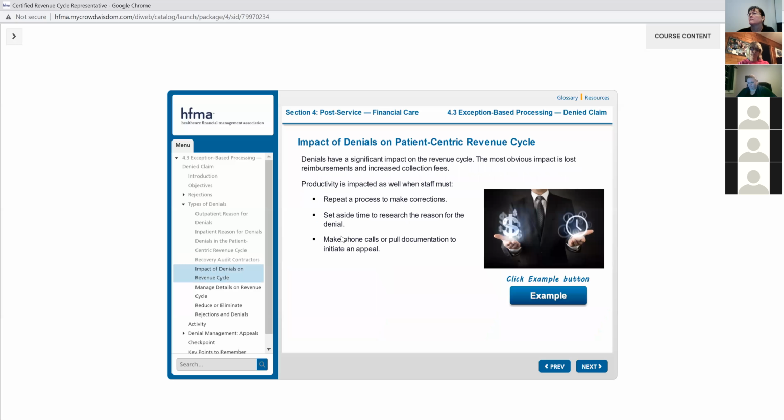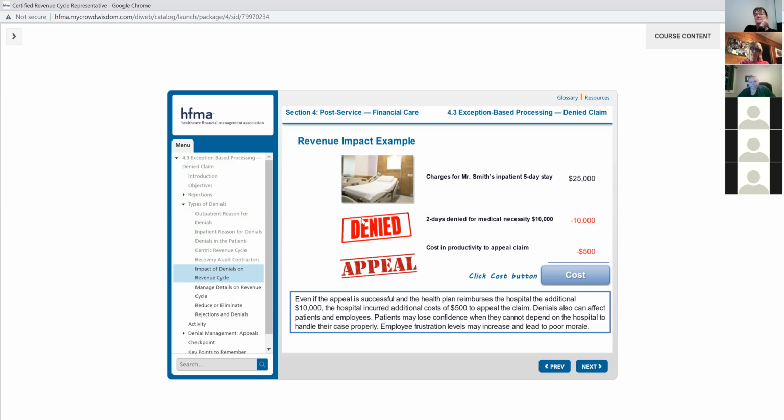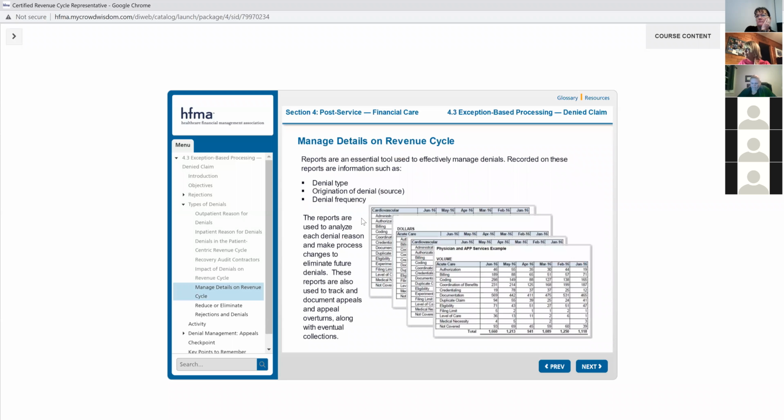So, manage details on revenue cycle. Reports are an essential tool used to effectively manage denials. Recorded on those is the denial information. So you have your denial type, the origination, the source of the denial, and then your denial frequency. The reports are used to analyze the denial reason and then to make changes to eliminate future denials. So you want to track and document the appeals, and then you want to track the outcomes as well.